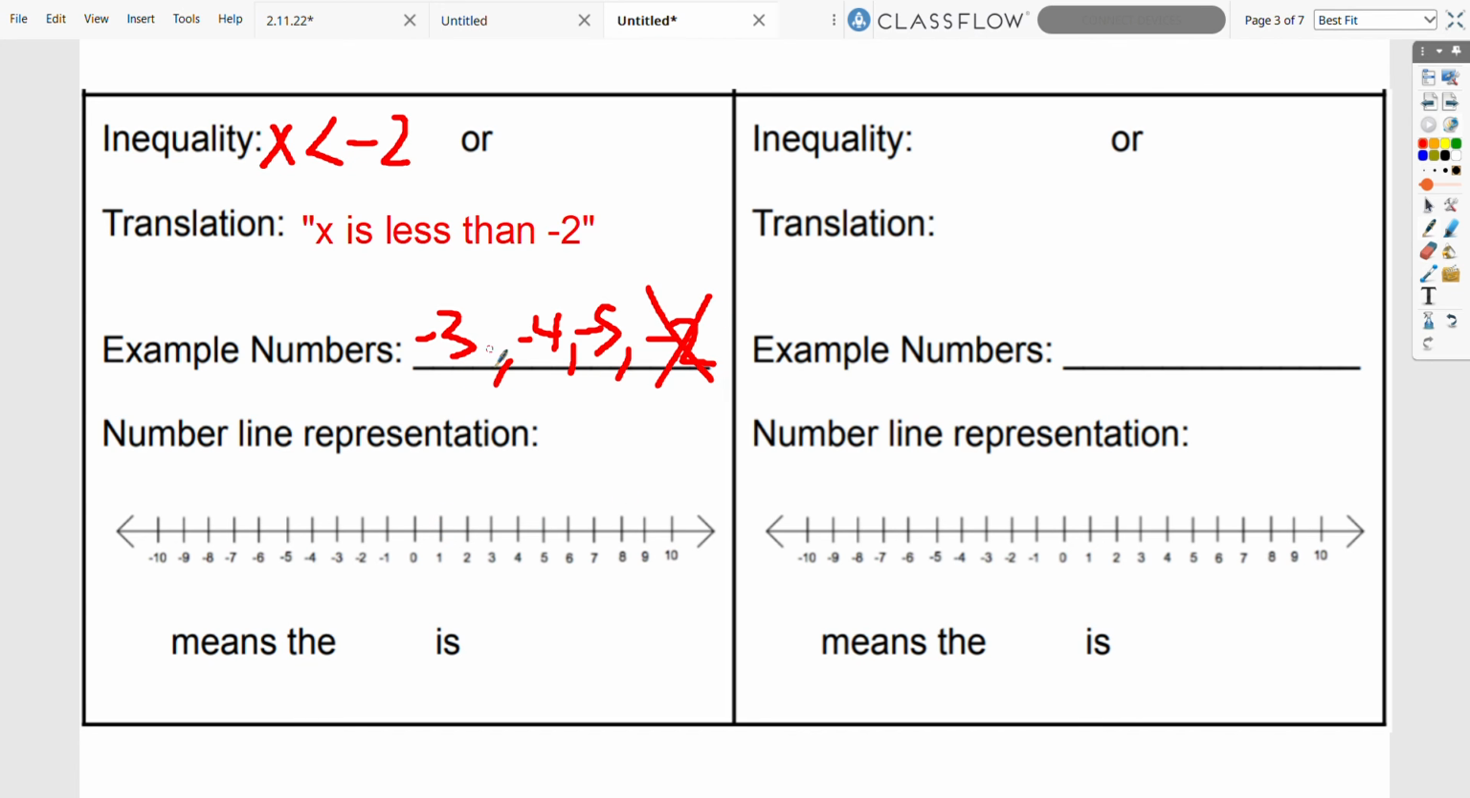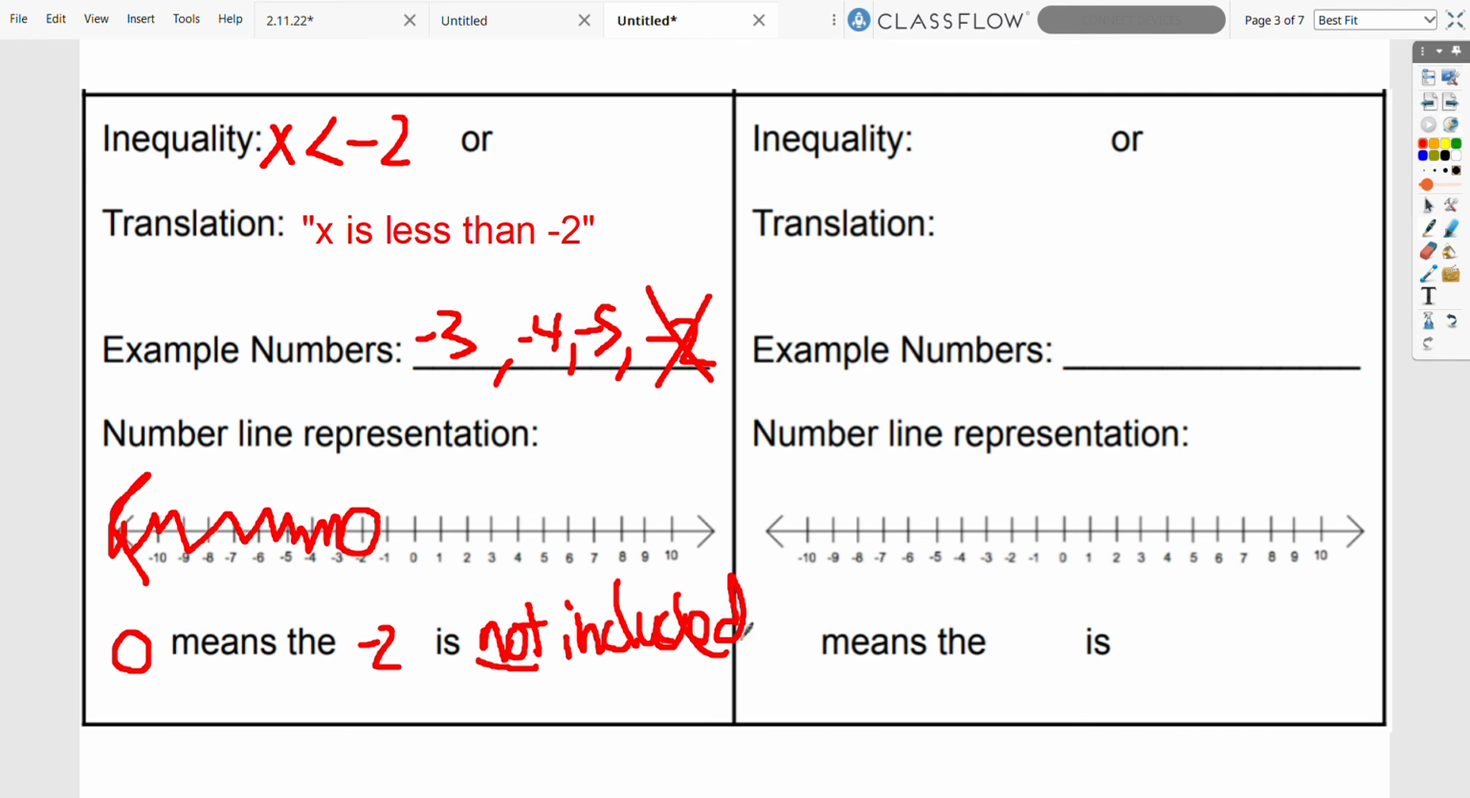So how do we shade less than? We shade all the numbers that are smaller or less than -2, all the numbers over here, and then we put an open circle on -2 because we want to not include the -2 in this number set. So once again, this open circle means the -2 is not included. And once again, we can rewrite x is less than -2 by flipping the whole thing around: -2 is greater than x.